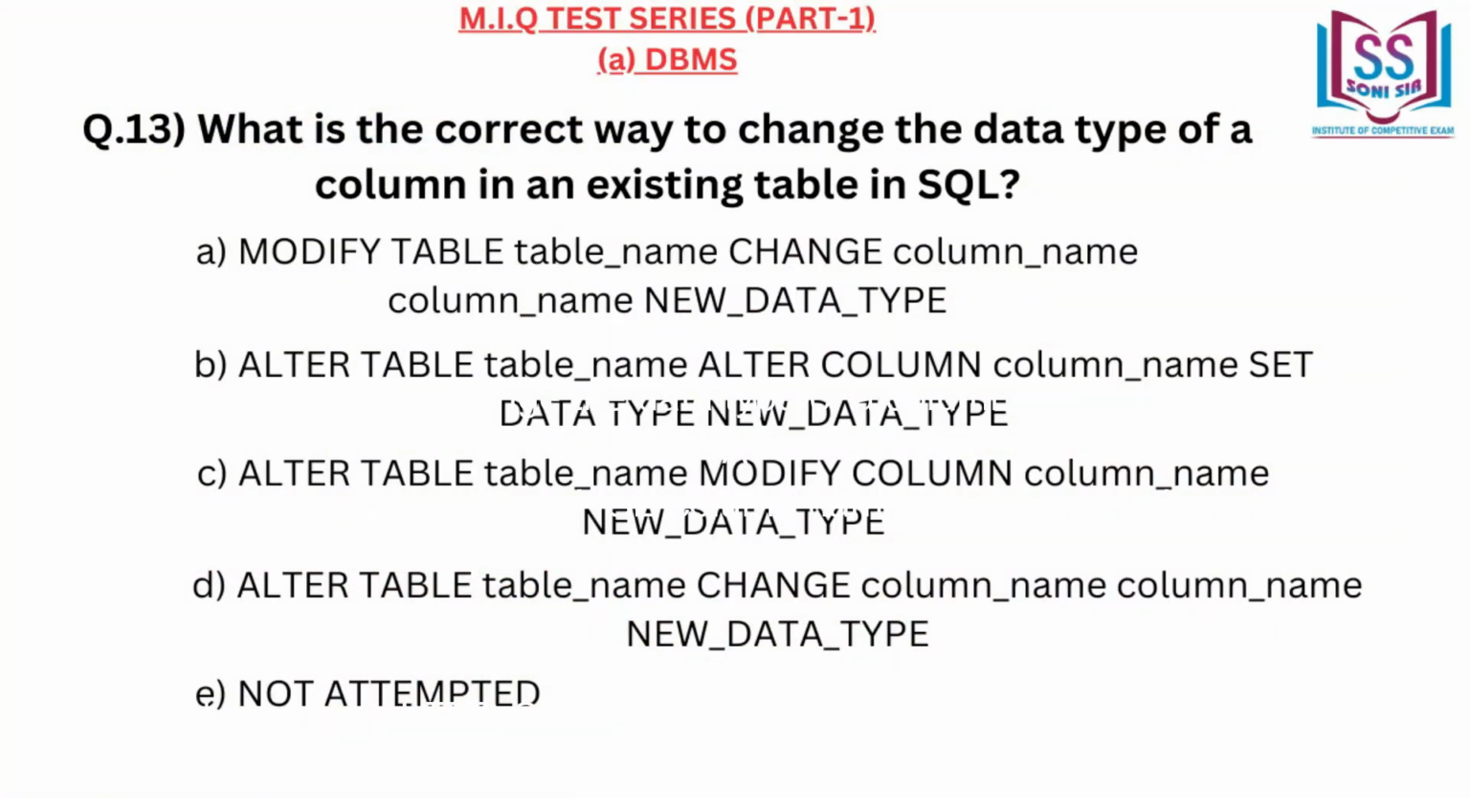What is the correct way to change the data type of a column in an existing table in SQL? A. Modify table name, change column name new data type. B. Alter table name, alter column name, set data type new data type. C. Alter table name, modify column name new data type. D. Alter table name, change column name new data type.